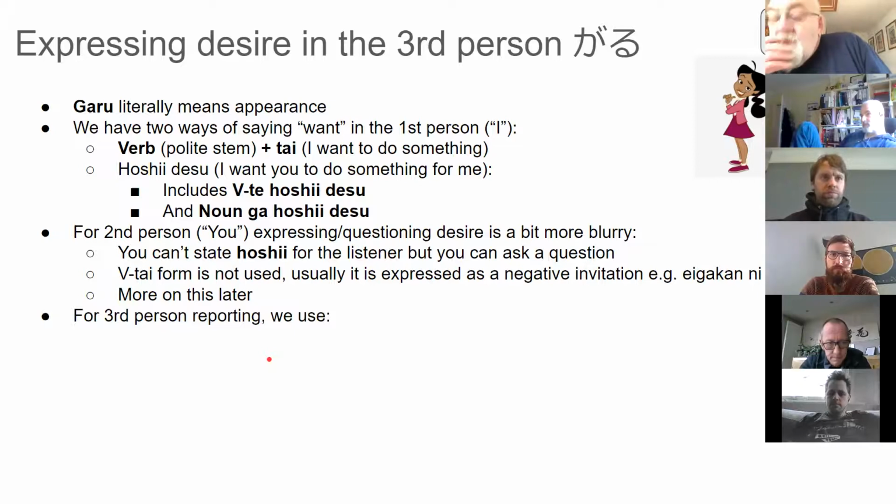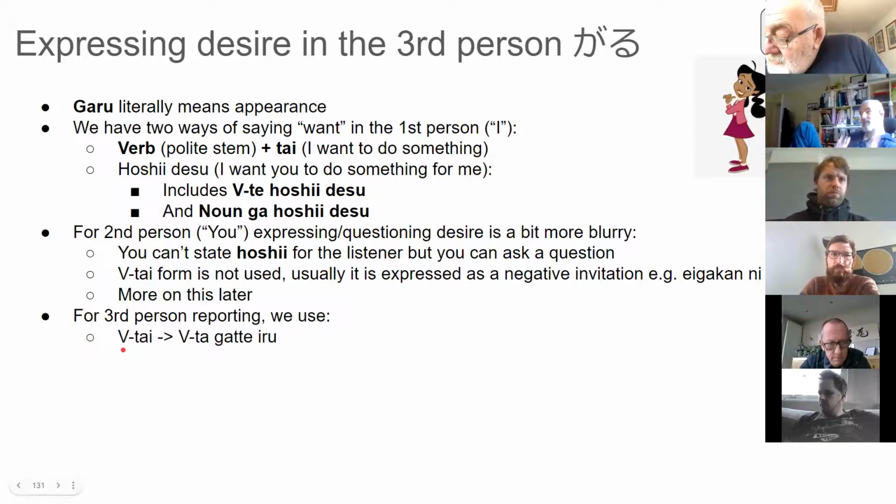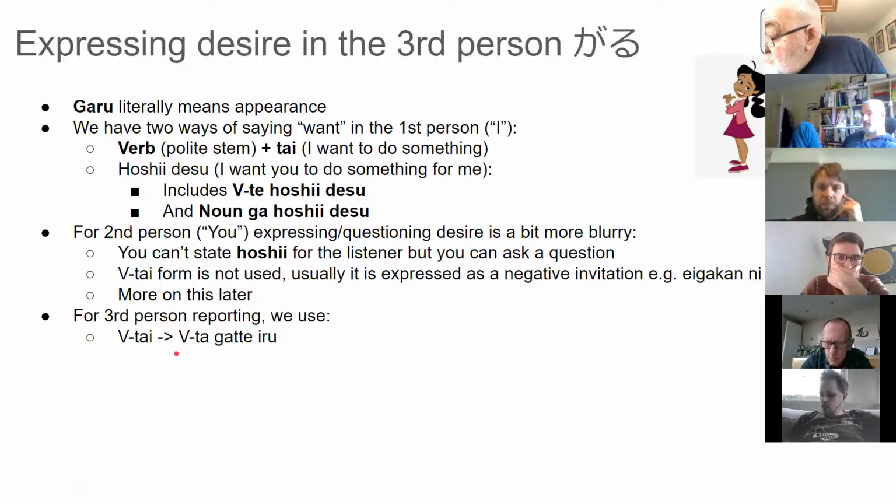So this is basically a form of reporting. We use garu in situations where you want to say, do they want to do something? Then we ask, do they have the appearance of doing something? To make this, the tai form of the verb becomes tagatte iru, tagatte imasu. You should write this down if you don't know it, guys.